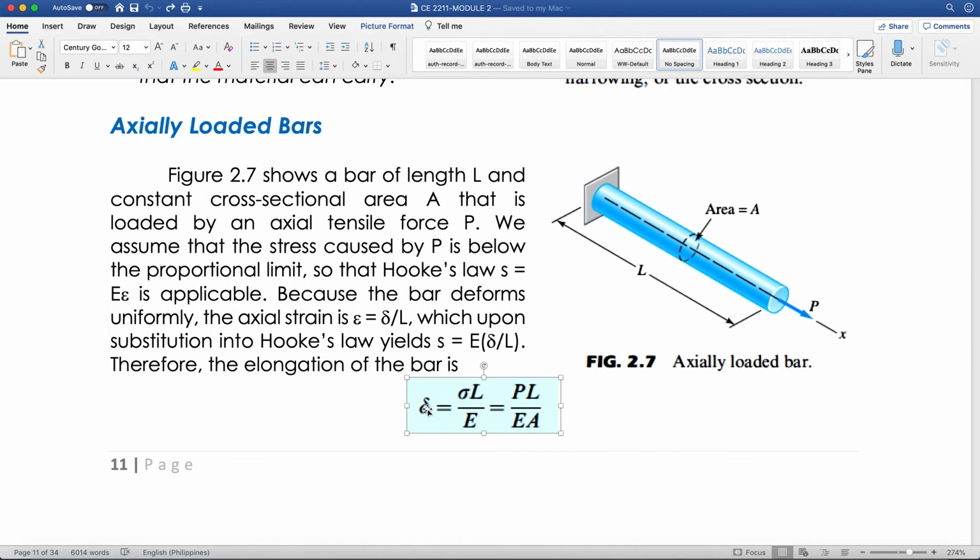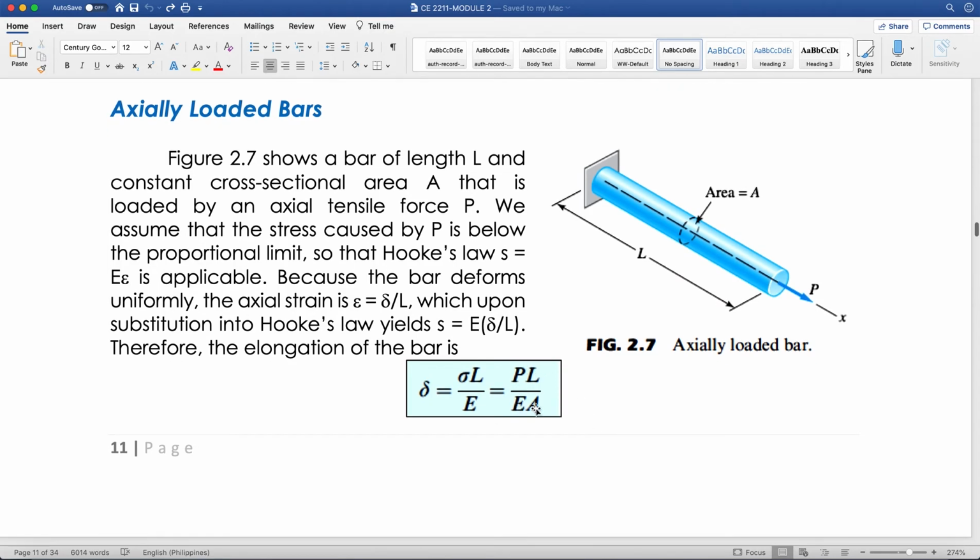The deformation is equivalent to the stress times the length over the modulus of elasticity. But we know that the stress is equivalent to the force over area. Therefore, we can have this as our working equation. So, the deformation is equivalent to PL over AE. So, kindly memorize this formula.